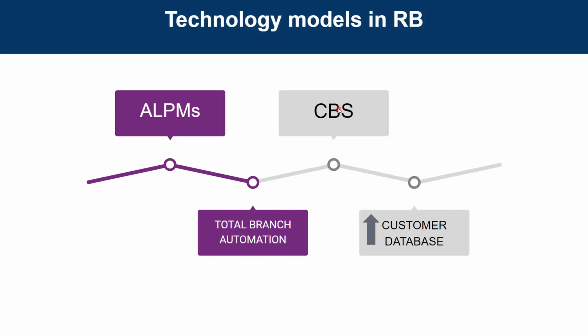So what happened in CBS is all customer accounts are on a single platform, and there's an increase in the availability of the customer database. So this is about the technology models in retail banking. First was the ALPMS, then total branch automation, then CBS, and because of CBS, we have a higher customer database. I think we are clear about this so far.